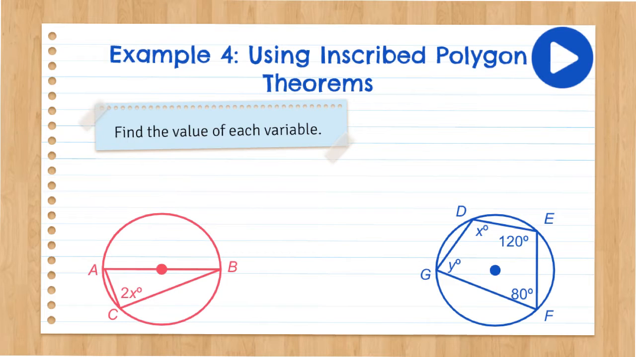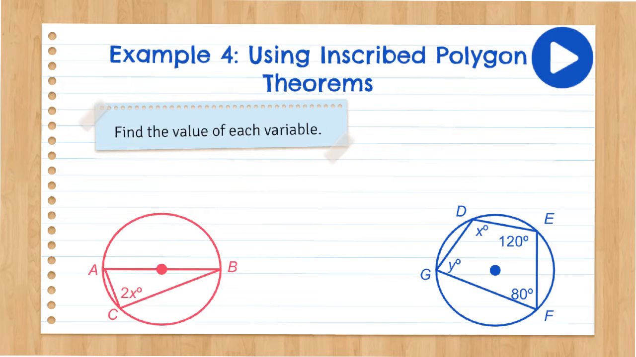Example 4. Using inscribed polygon theorems, find the value of each variable. Let's take a look at the pink circle first. So what we're looking for is the value of x, and we're given the angle here that's 2x.